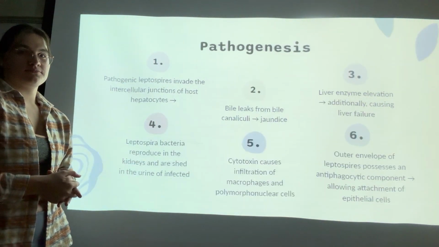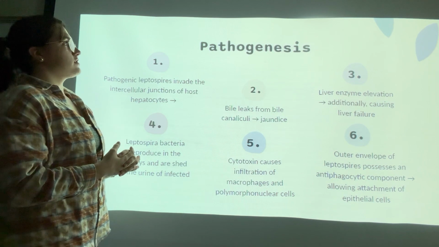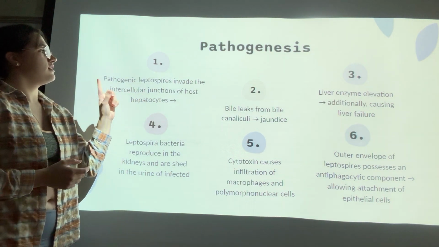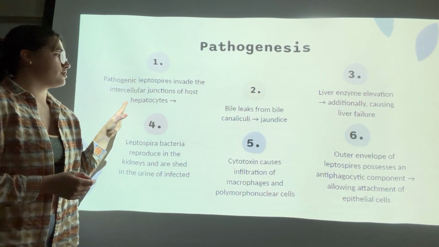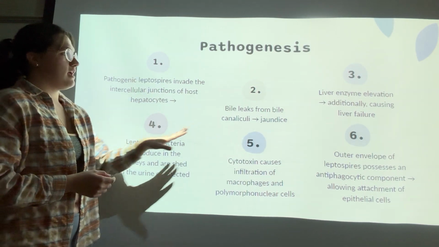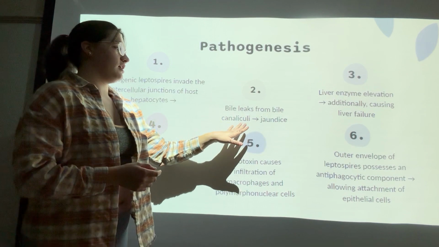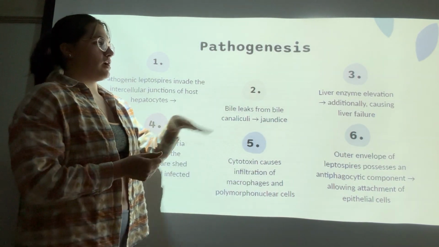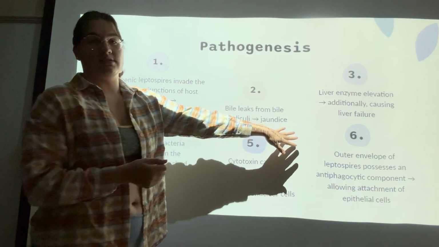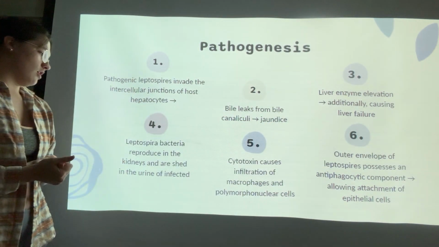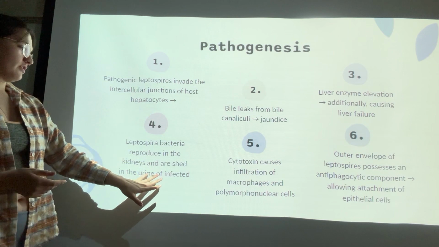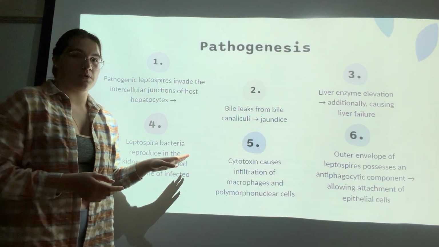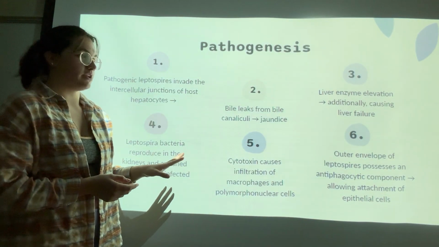So next we're going to talk about the pathogenesis. First, the pathogenic leptospires invade the intercellular junctions of the host, and then bile will leak from the canaliculi, and that will cause jaundice. The liver enzyme elevation will cause liver failure. The Leptospira bacteria reproduce in the kidneys and then are shed out of the urine, which is why we can do a urine test later to diagnose this.